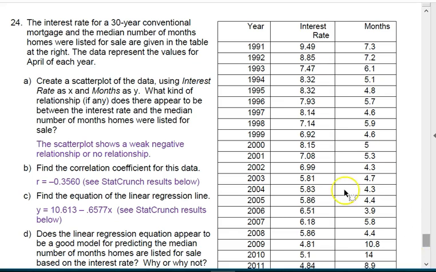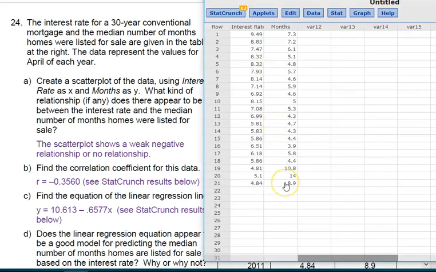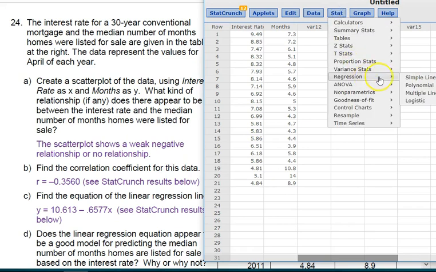Here's another problem for linear regression. We're going to do the same thing. We would take this information and copy and paste it into StatCrunch. And in this one, the only two variables we're interested in are the interest rate and the months. So we don't even really need to copy the year into there. Here's where I copied and pasted this into StatCrunch. I want to do linear regression with this data.